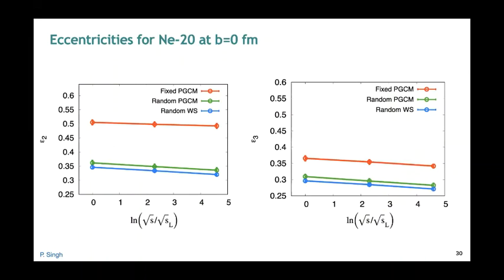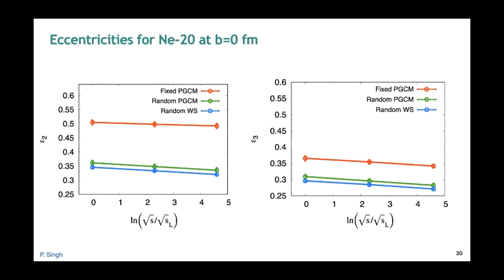I'll say it in advance: this is a disclaimer. This is one of the preliminary results, and we are having a hard time understanding it from here on. So, okay, this is the eccentricity for neon 20, again at b equal to 0, that is central collision.